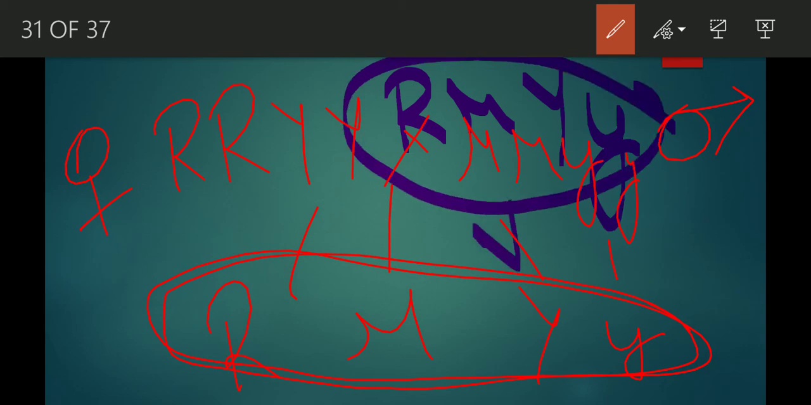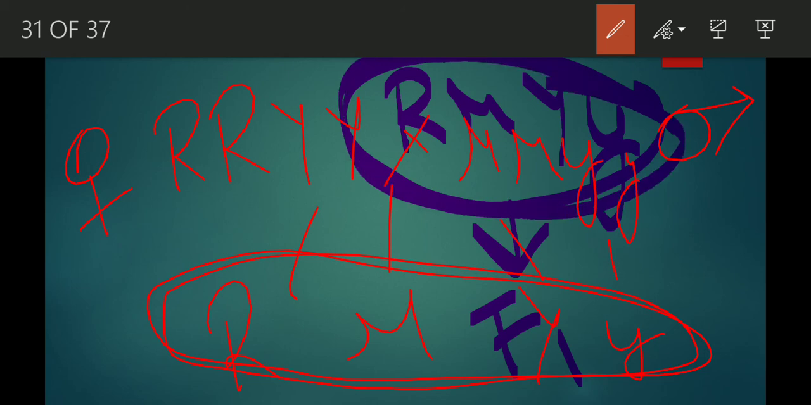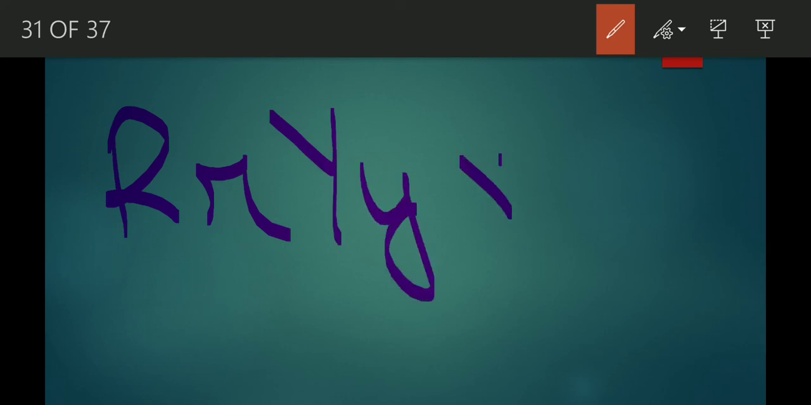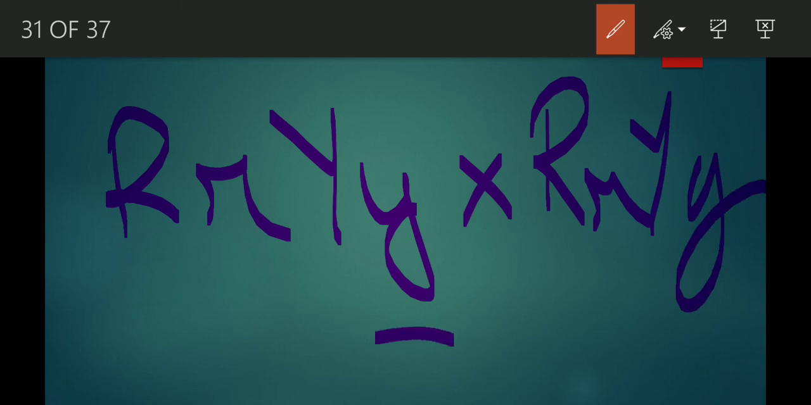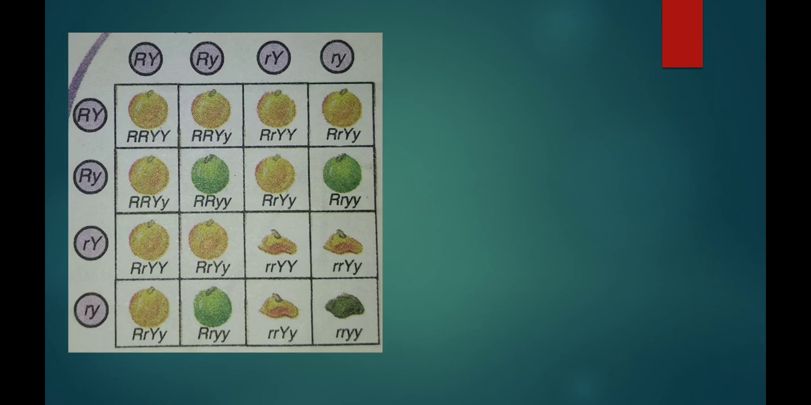This particular is the combination for F1 generation, right? Now when F1 generation offsprings are crossed with each other, that means when capital R, small r, capital Y, small y is crossed with again capital R, small r, capital Y, small y, we will find the F2 generation. Then what will happen? See, then this is the case.